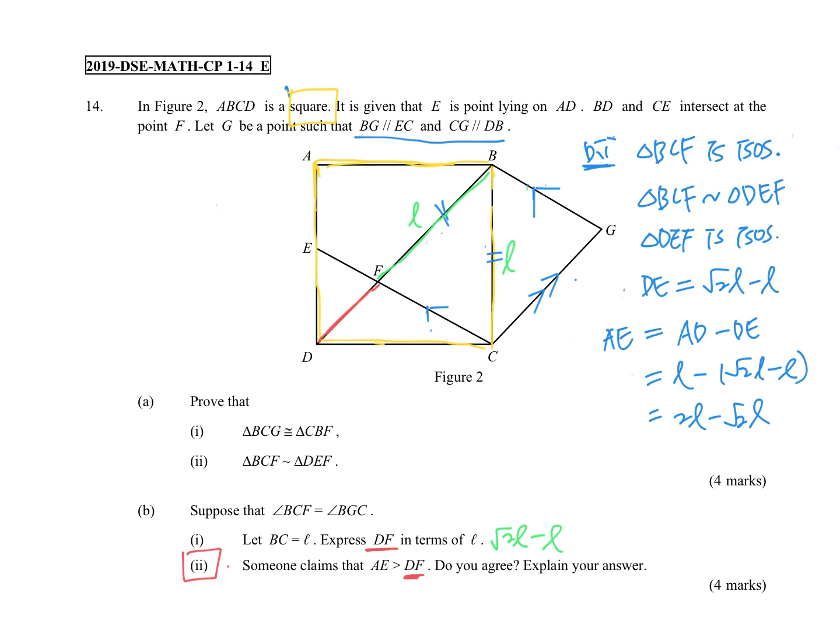And then I will just compare these two. Because 2 minus square root 2 is bigger than square root 2 minus 1, AE will be bigger than DF. So that's why the claim is agreed.